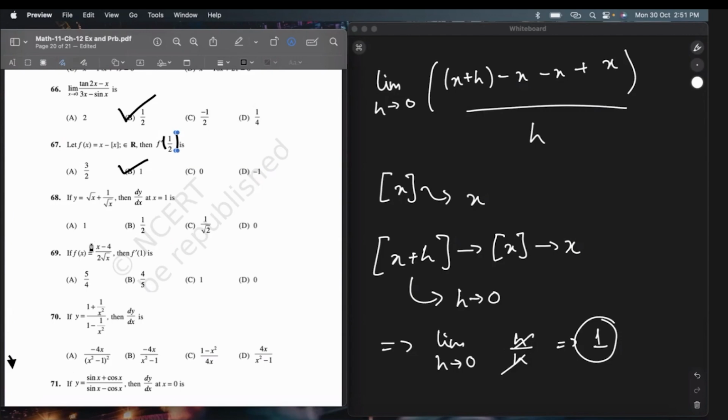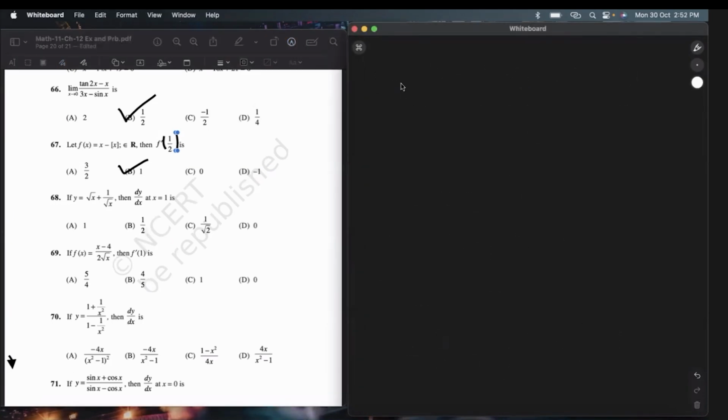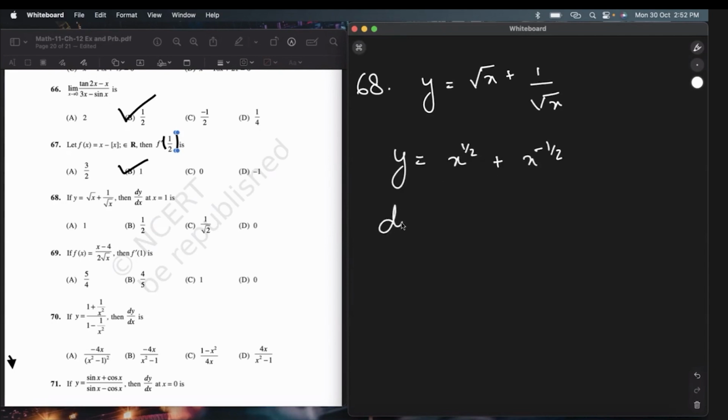This is question number 68, and in question number 68, it has been given to me y is under root x plus 1 upon under root x. And we just simply have to find dy by dx at x is equal to 1, right? So I can write my y as this, alright? And upon differentiating this whole term with respect to x, what will I get? I will get a 1 by 2 over here, x to the power minus 1 by 2, minus 1 by 2 over here, and x to the power minus 3 by 2.